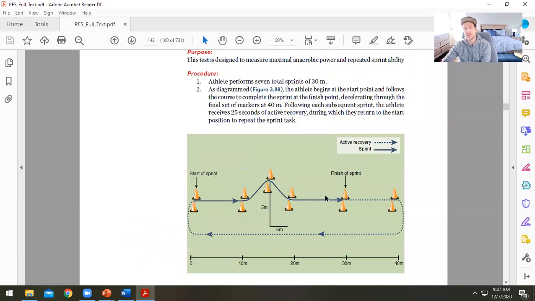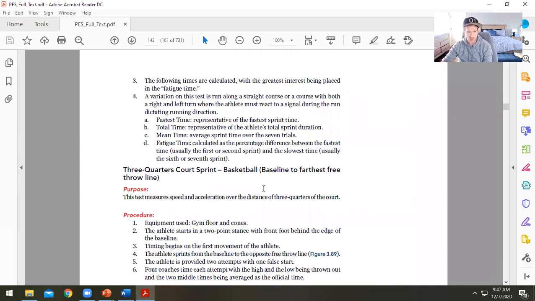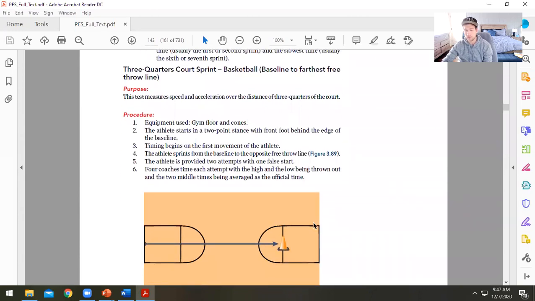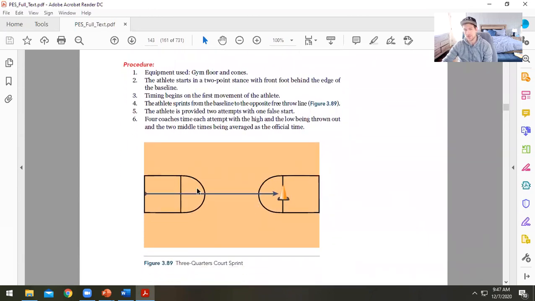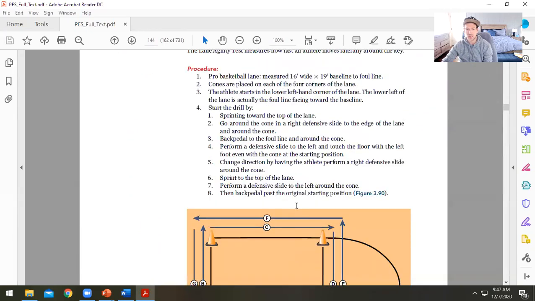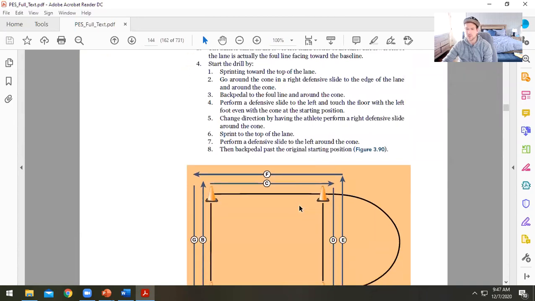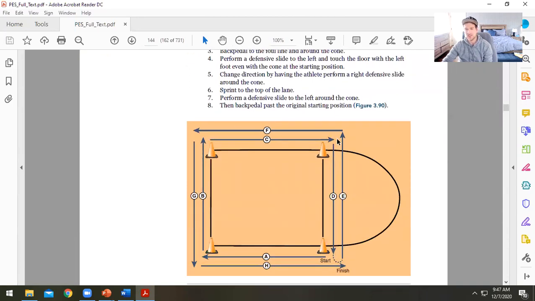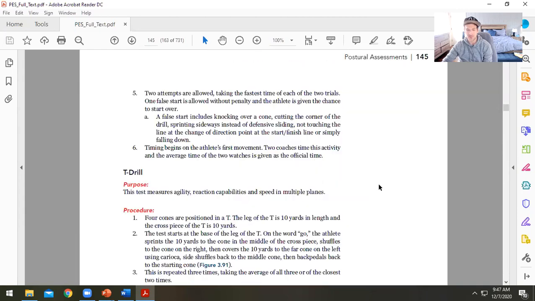Anyway, there's a lot of these. I probably shouldn't spend all this time. But there's the 3/4 sprint drill from basketball. If you've ever done that, it's basically the 40 version for basketball players, sprinting 3/4 of the court. There's the lane agility drill, which is sprint, side shuffle, back pedal, side shuffle, and they go around the court a couple times.